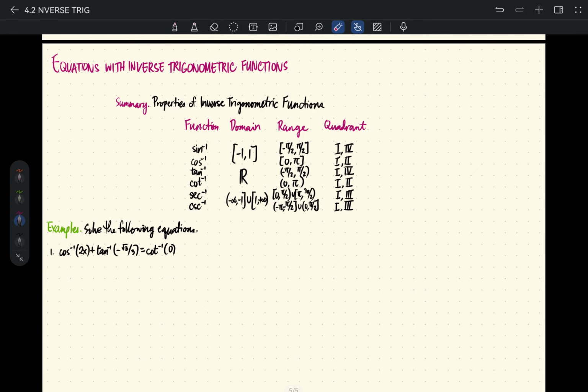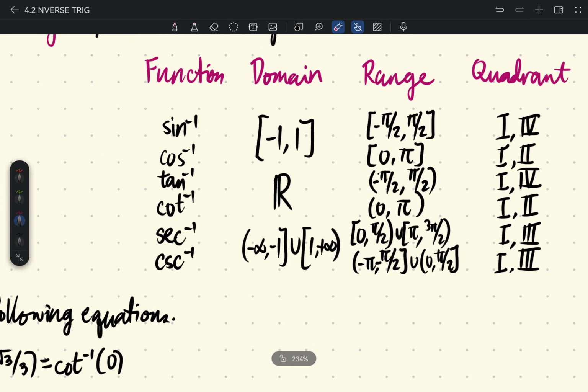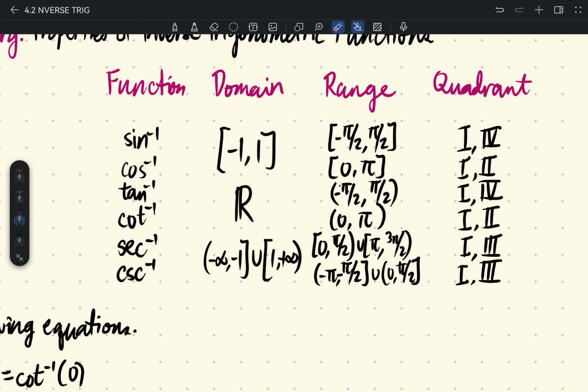Hey kids, for today we will discuss equations with inverse trigonometric functions. First, let's recall the important properties of your inverse trigonometric functions. So first, let's look at the domain of your inverse trigonometric functions.